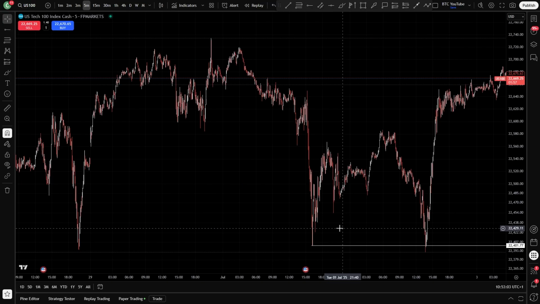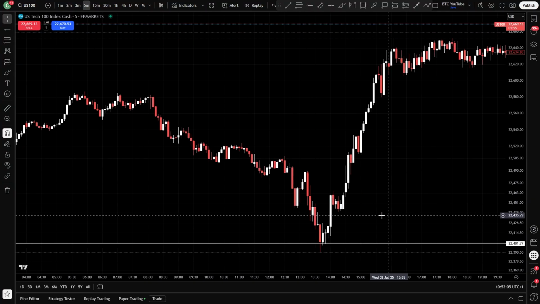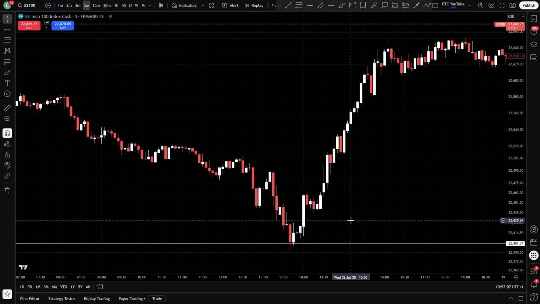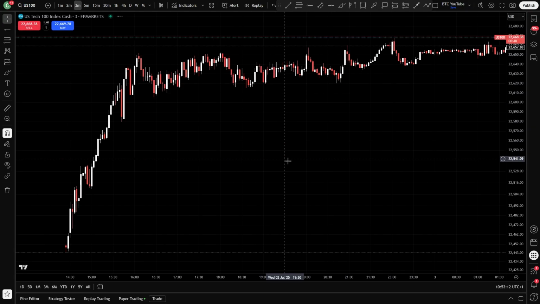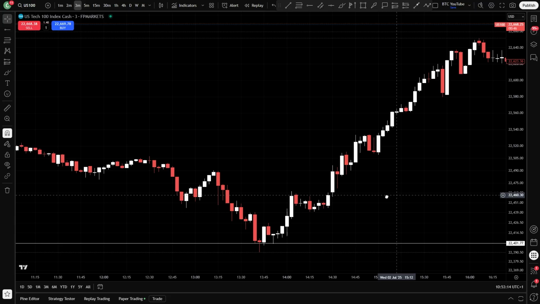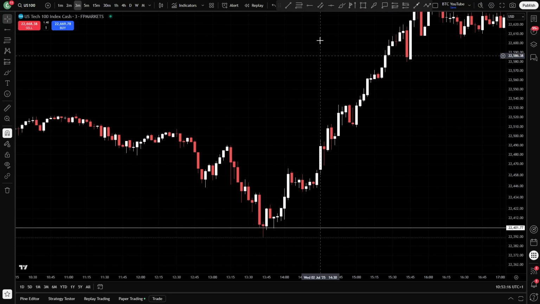As you can see, very obvious sweep of liquidity, a very nice V shape forming here, but we didn't actually get a really good fair value gap to invert. We did get the 3-minute fair value gap if you look here, but it was actually invalid, which is really annoying because this was an absolute banger.